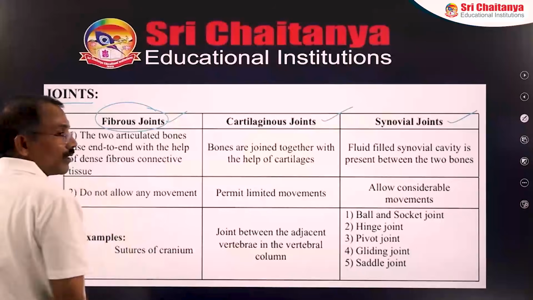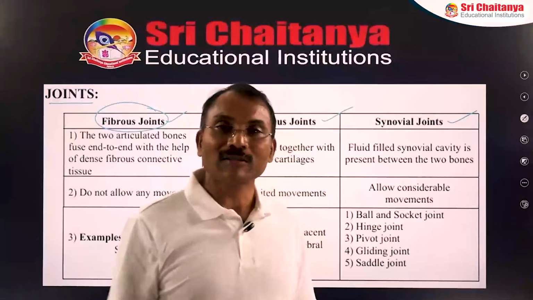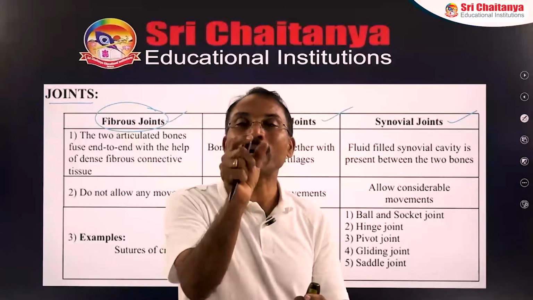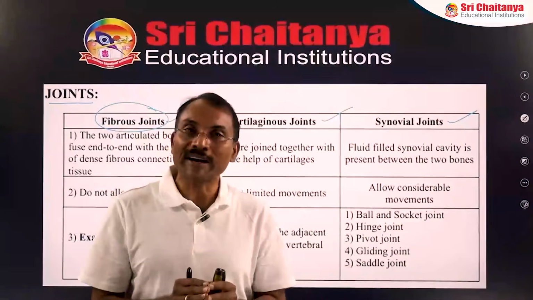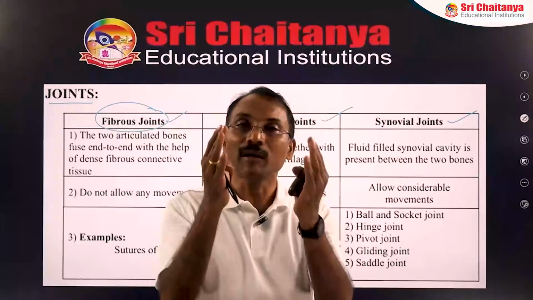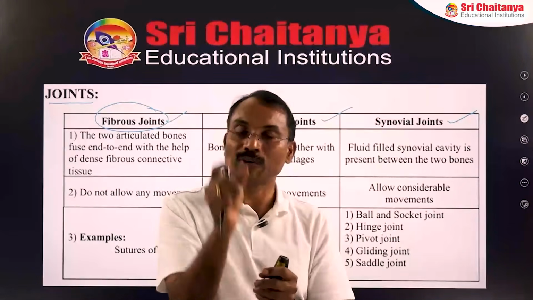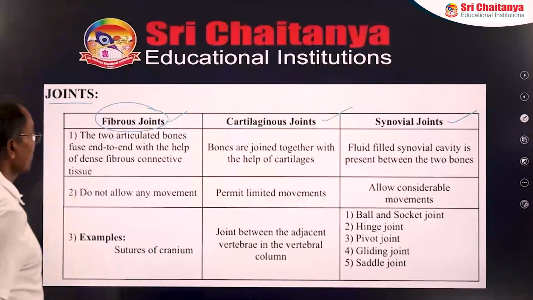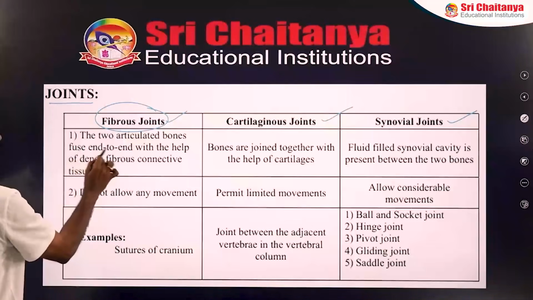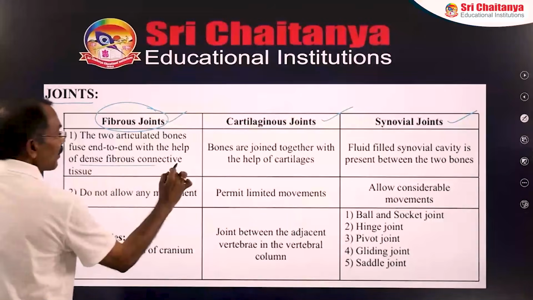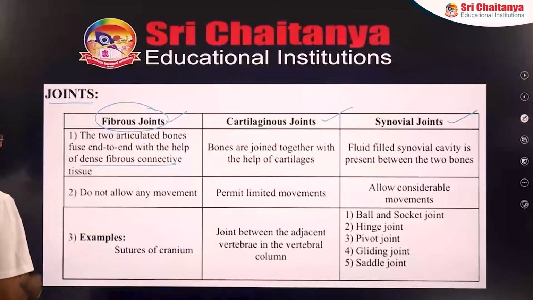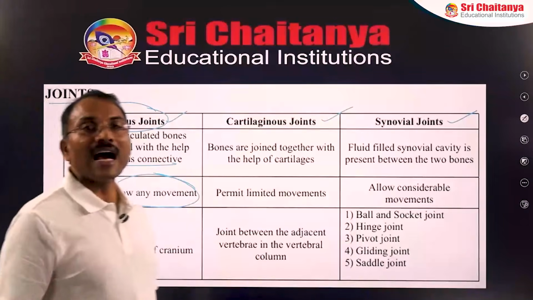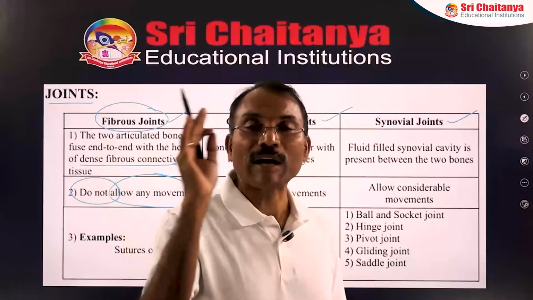Fibrous joints. The name fibrous joint is given because between the 2 articulated bones, the entire space is filled with dense fibrous connective tissue. That is why the 2 bones cannot show any movement. The 2 articulated bones fuse end to end with the help of dense fibrous connective tissue. These fibrous joints do not allow any movement, as the space is completely filled with fibrous connective tissue.